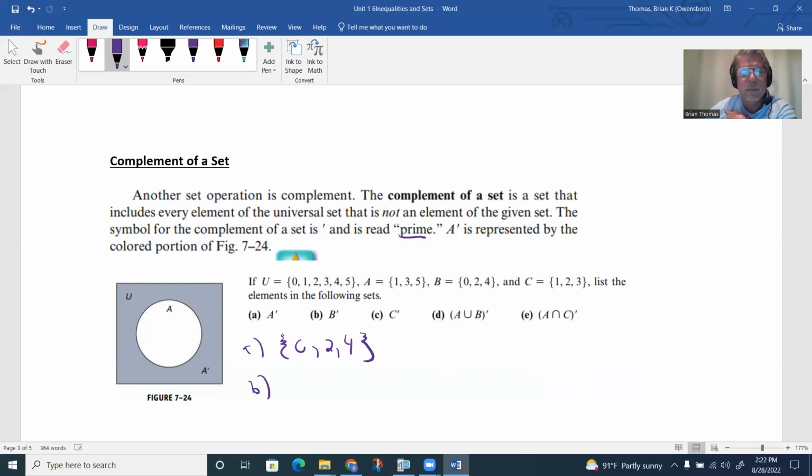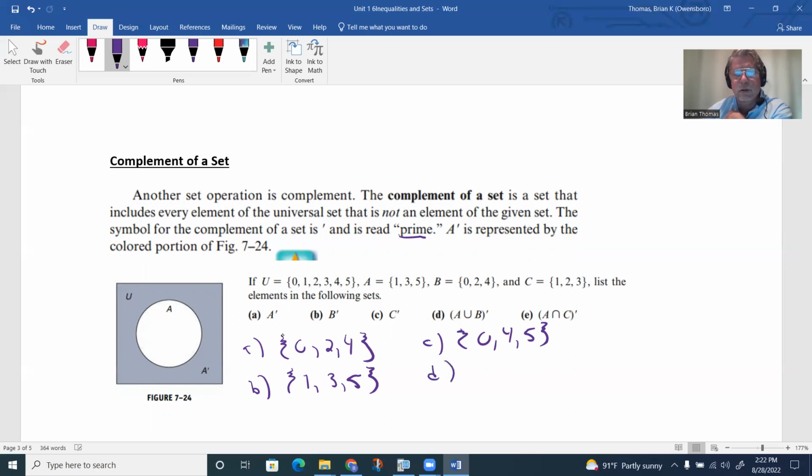So B prime is the elements that are not in B, but are in U. Since B is 0, 2, 4, I'd be looking for the complement of that, which would actually be the odd numbers, 1, 3, and 5. C would stand for C prime. So C prime would be what's not in C, but is in U. So that's going to be 0, 1, 2, 3. So that means 4 and 5 would also be part of the complement.